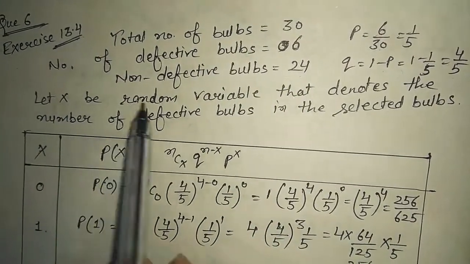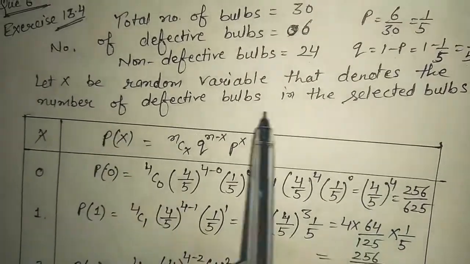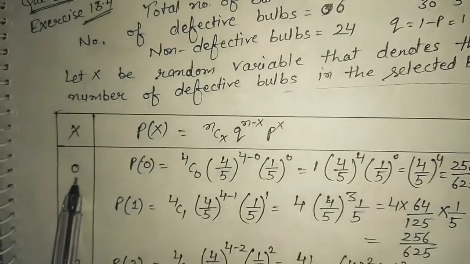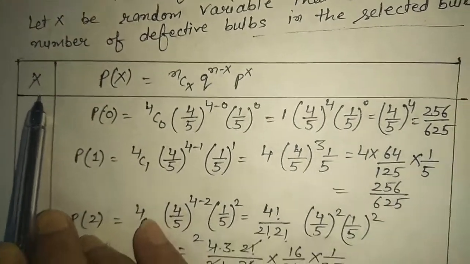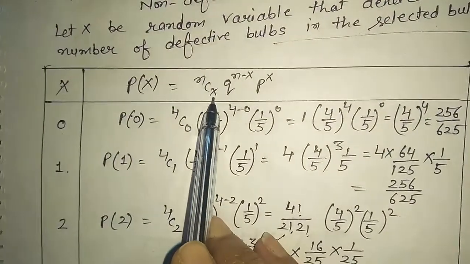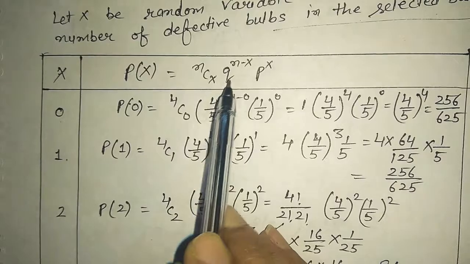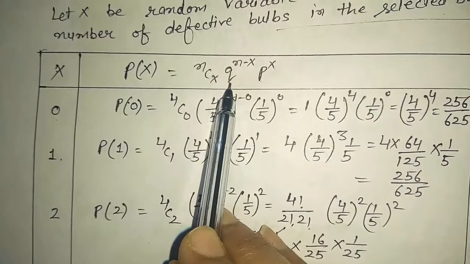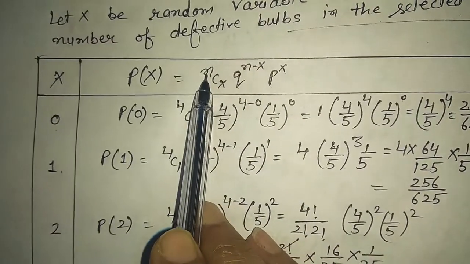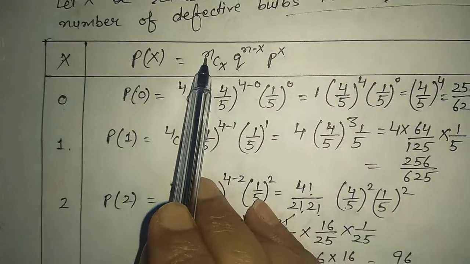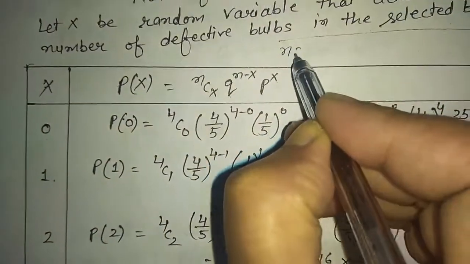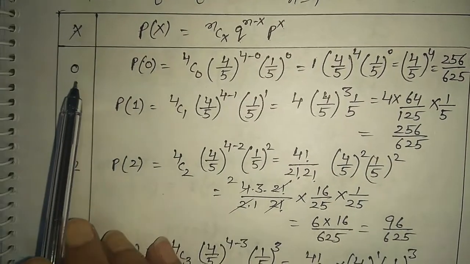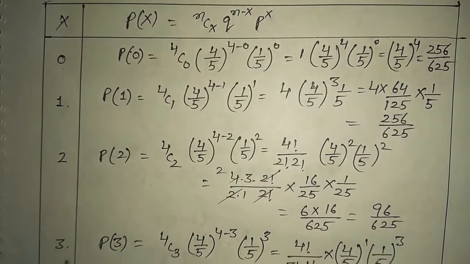Let X be a random variable that denotes the number of defective bulbs in the selected bulbs. The formula for P(X) in binomial distribution is nCx Q raised to power n minus x, P raised to power x, where P is the probability of success, Q is the probability of failure, and n is the total number of trials. Here the number of trials is 4, so n is equal to 4. So X, the random variable, takes values 0, 1, 2, 3, 4.